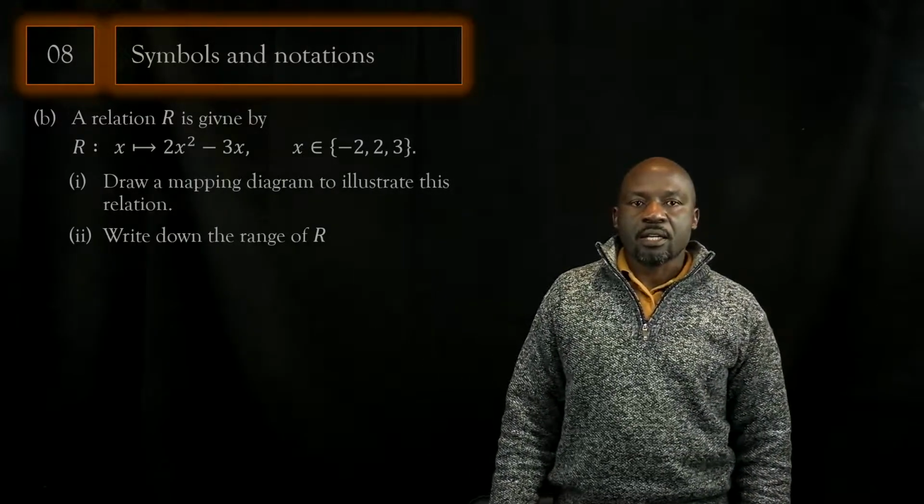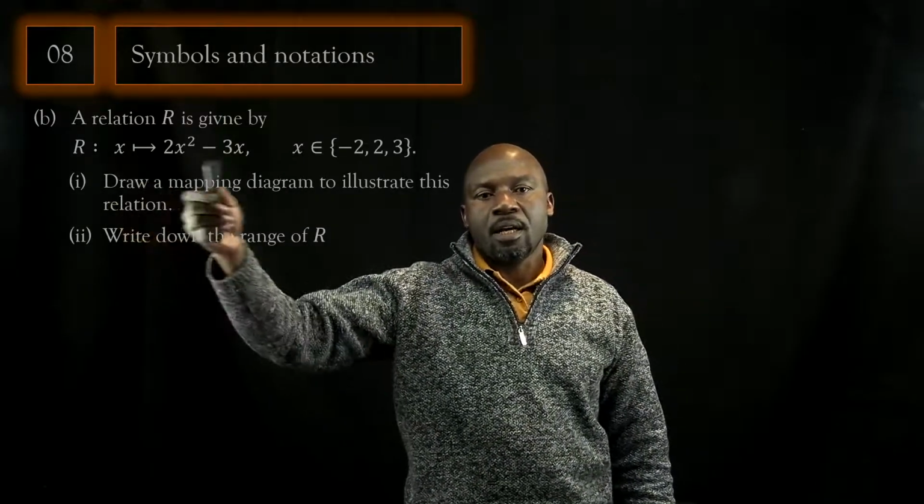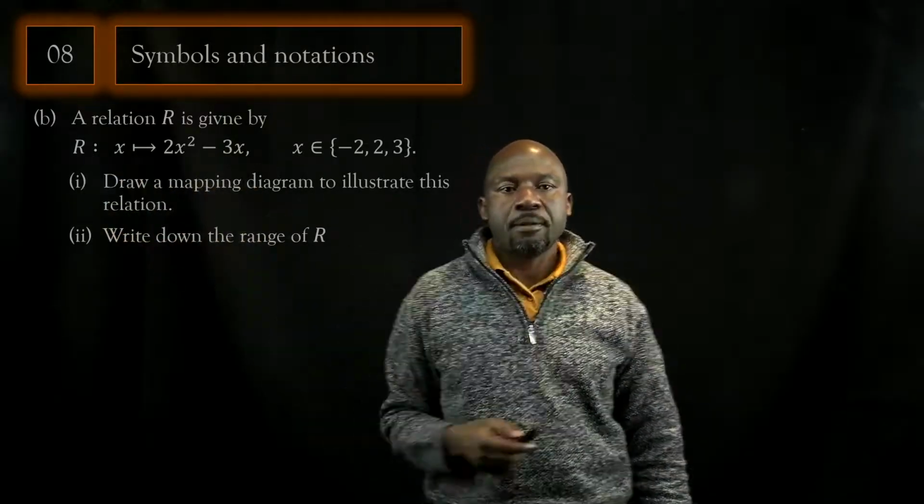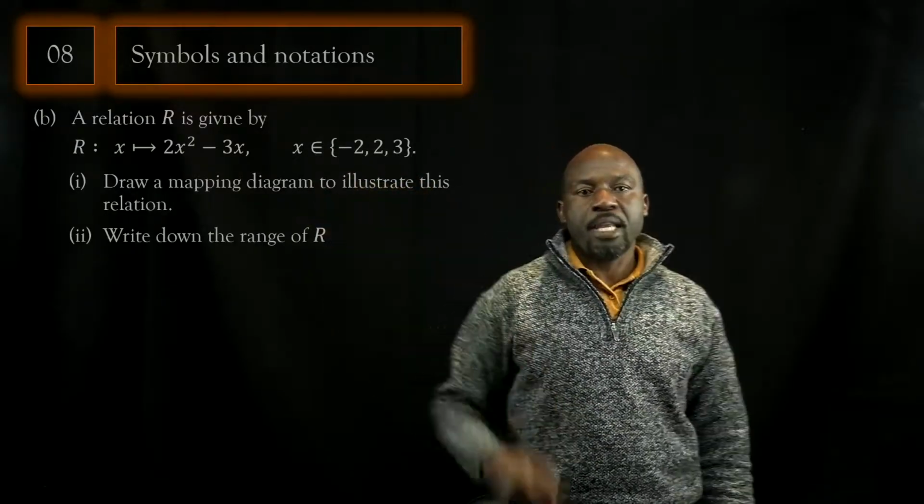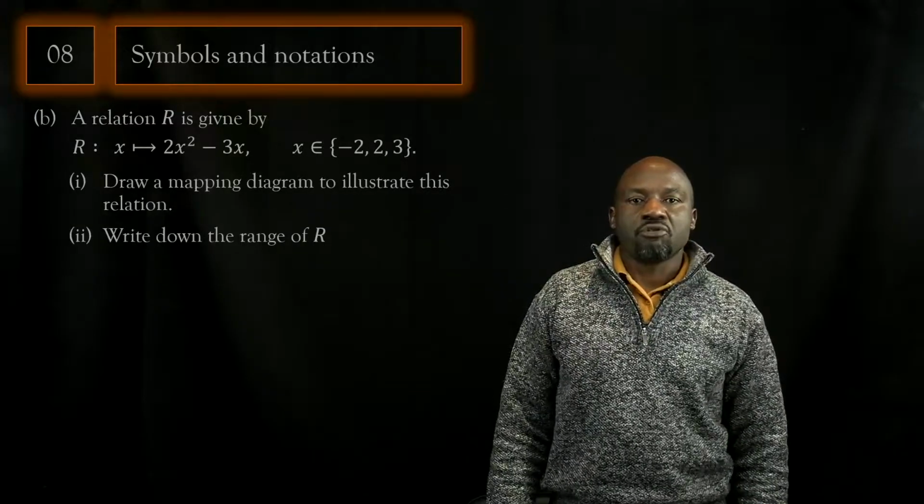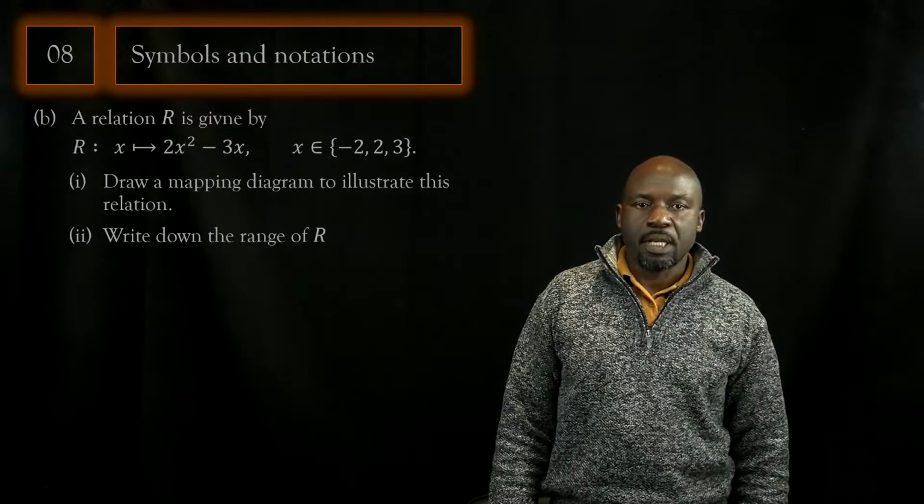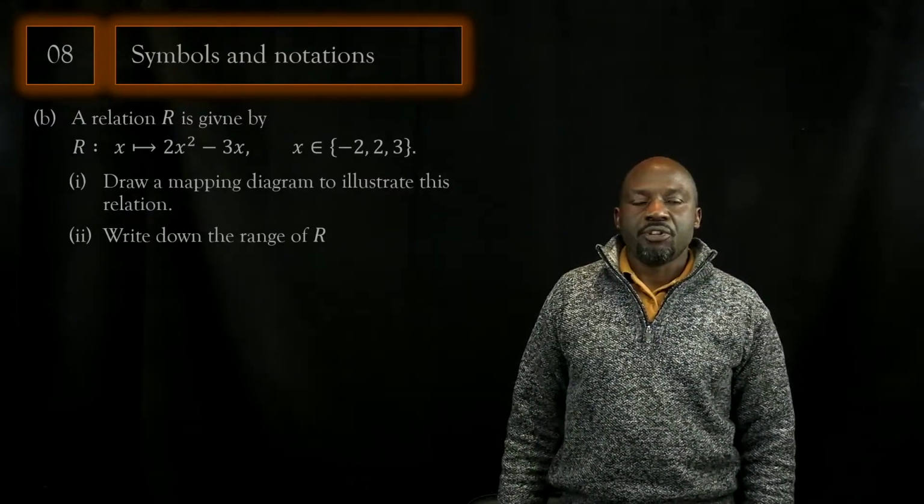A relation R is given by, here is a relation notation there, and a set builder notation for the domain is also given. Draw a mapping diagram to illustrate this relation. Part B, part 2, write down the range of the relation.